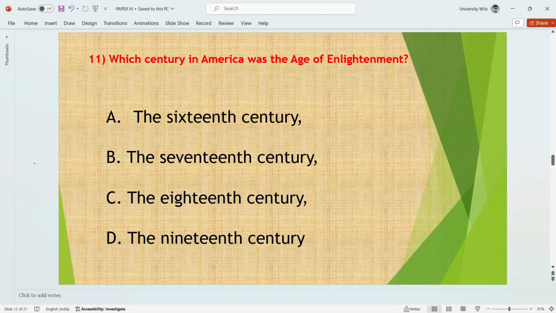The 16th century is not the correct option, and the 17th is also not, because these periods predate the European Enlightenment and would not be relevant to the American context. These are before the Enlightenment period. So basically the remaining three options are not correct.